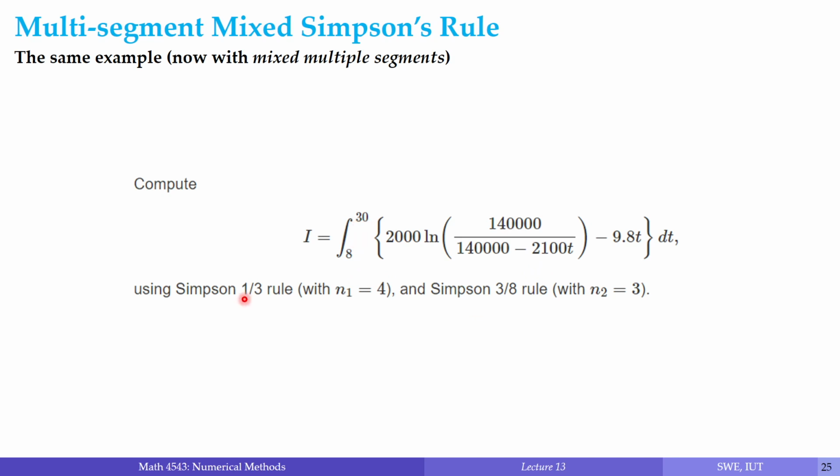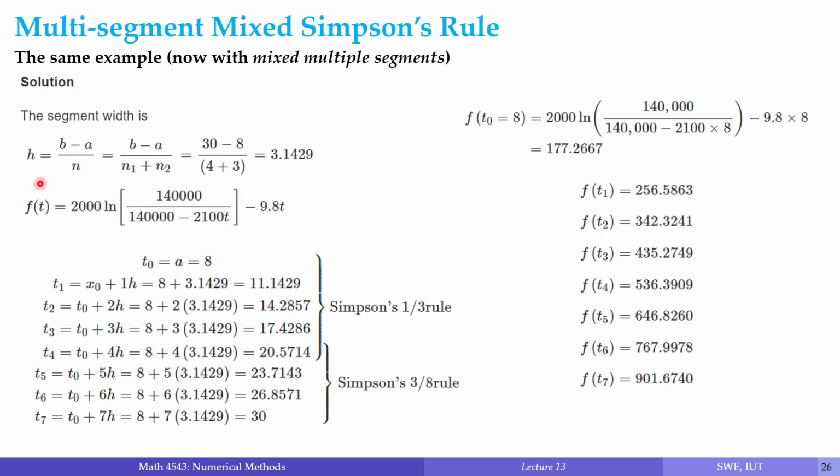This time we'll use the Simpson's 1/3 rule for the first 4 segments, so n1 is of course equal to 4, and we'll use the Simpson's 3/8 rule for the last 3 segments. So n2 is equal to 3. n2 is a multiple of 3 and n1 is a multiple of 2, of course. Since n1 is 4, we have to apply the Simpson's 1/3 rule 2 times. So let's see how it is done.